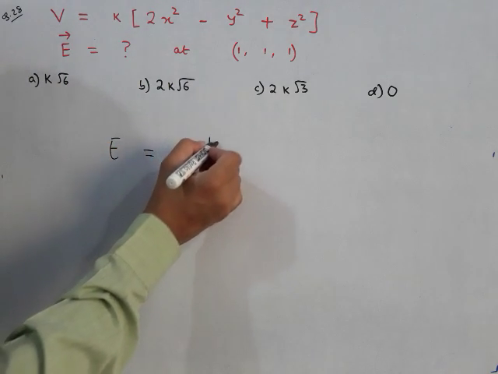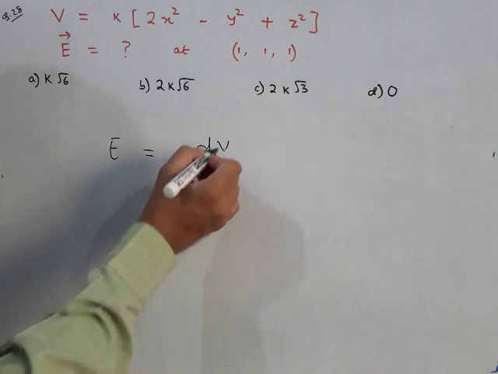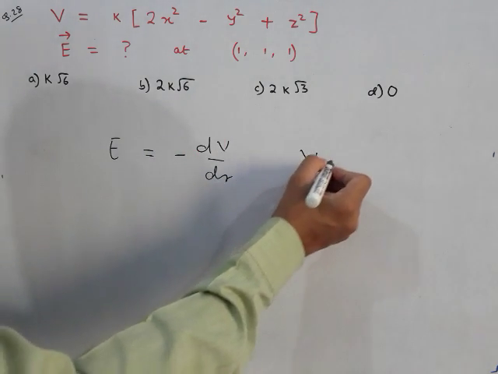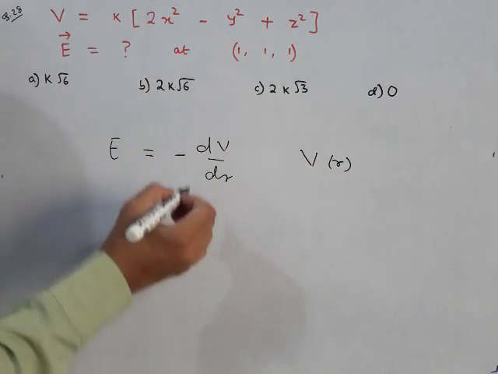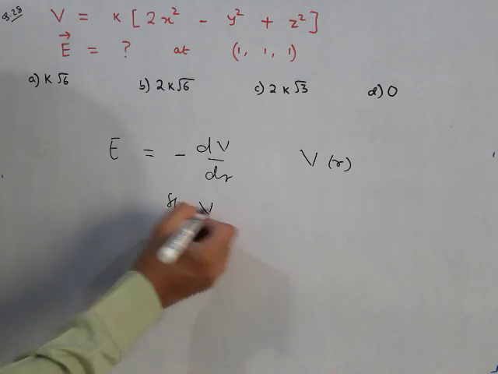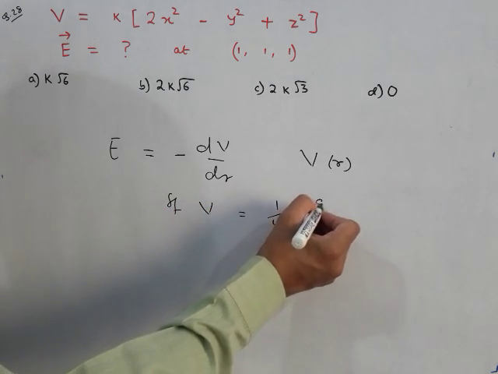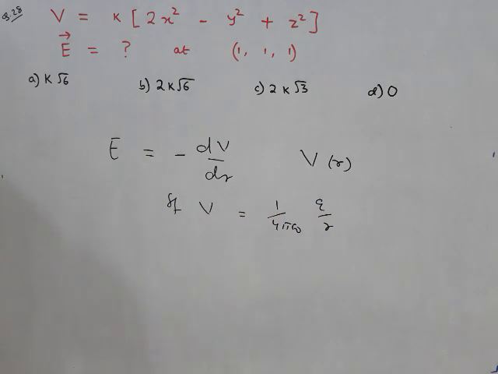E we write as minus dV by dr. If you know this gradient of potential, we can find the value of electric field. But to calculate this, you should know V as a function of R. For example, if I write V for a point charge, you know V is equal to 1 by 4 pi epsilon naught Q upon R. You know this formula for potential.